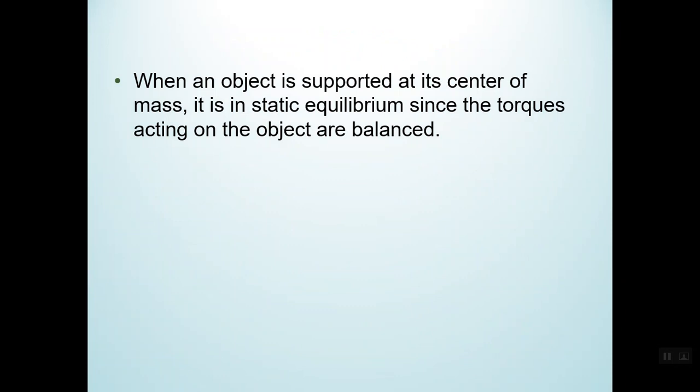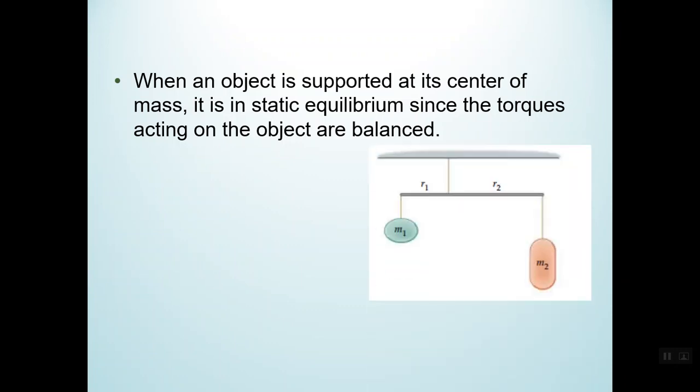Also, when an object is supported at its center of mass, it is in static equilibrium, since the torques acting on the object are balanced. As shown in this figure, consider the rod is in static equilibrium. As a result, the torque acting on this rod is equal to 0, taking the point where the rod is tied as the axis of rotation. This is the axis of rotation at this point.